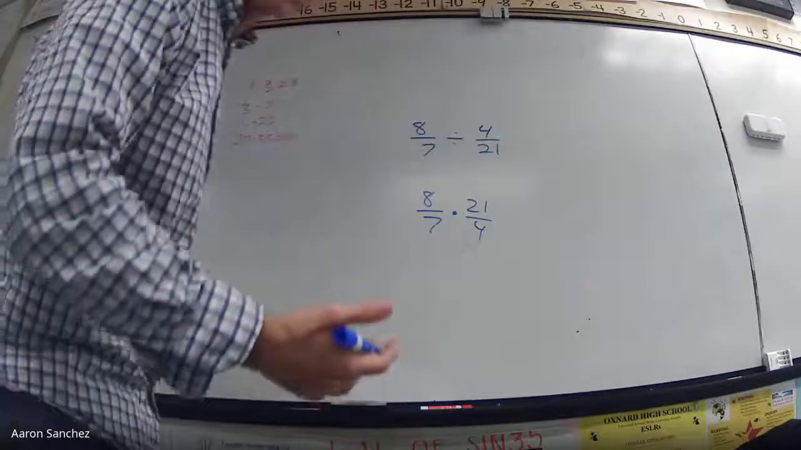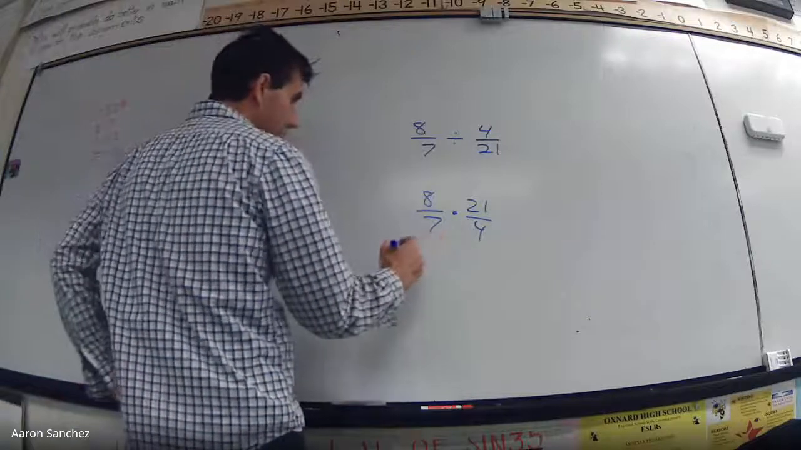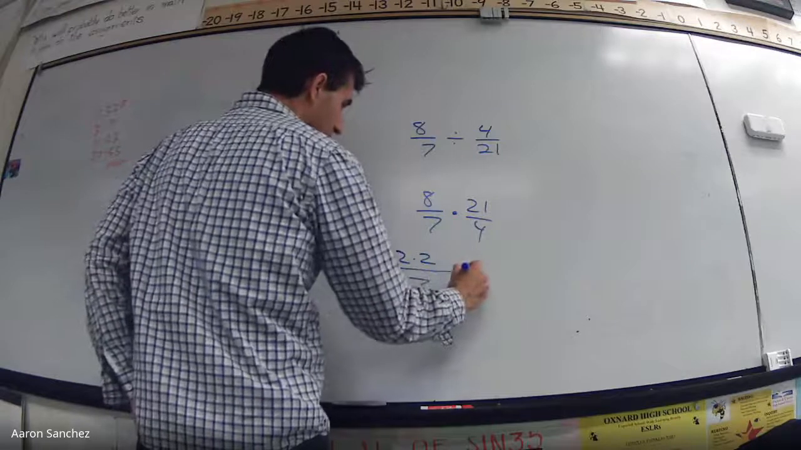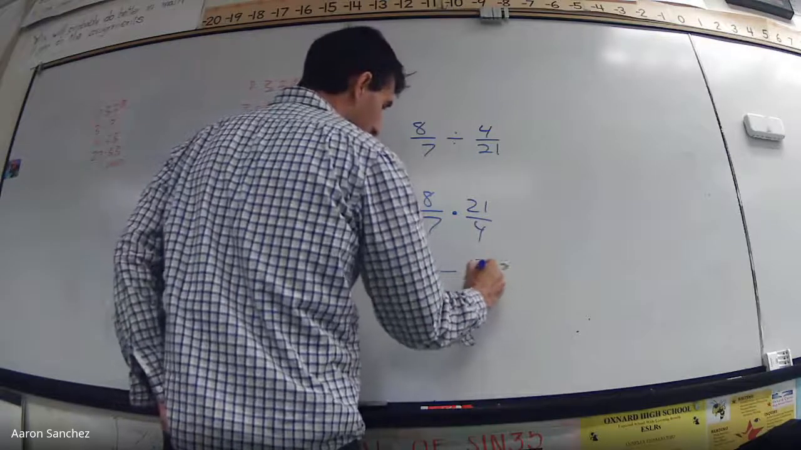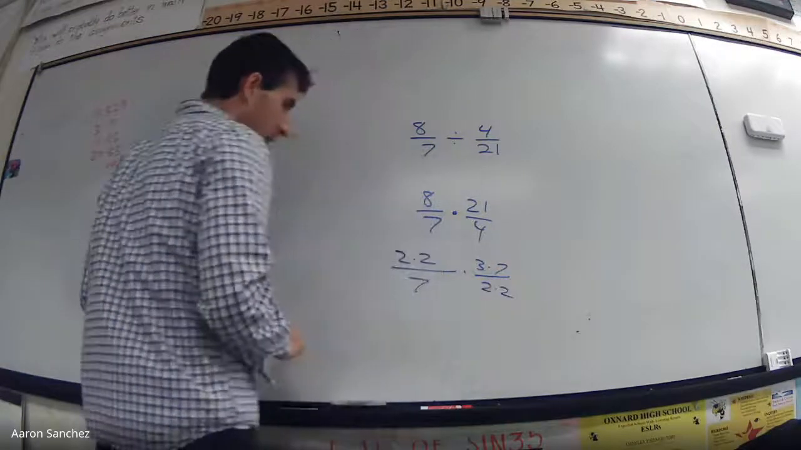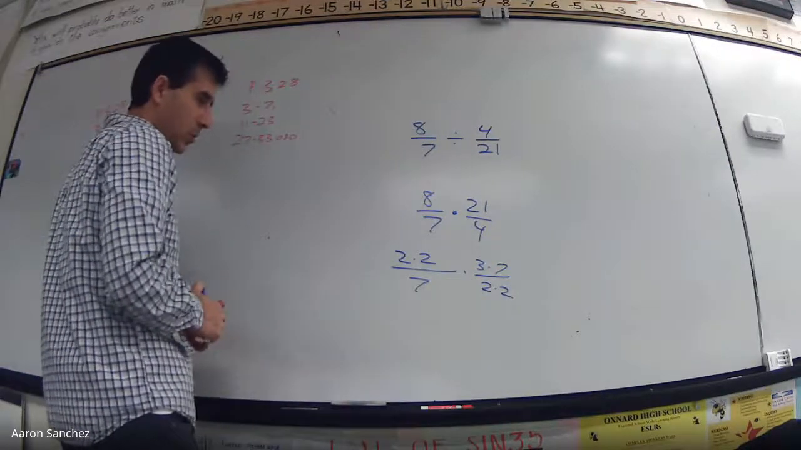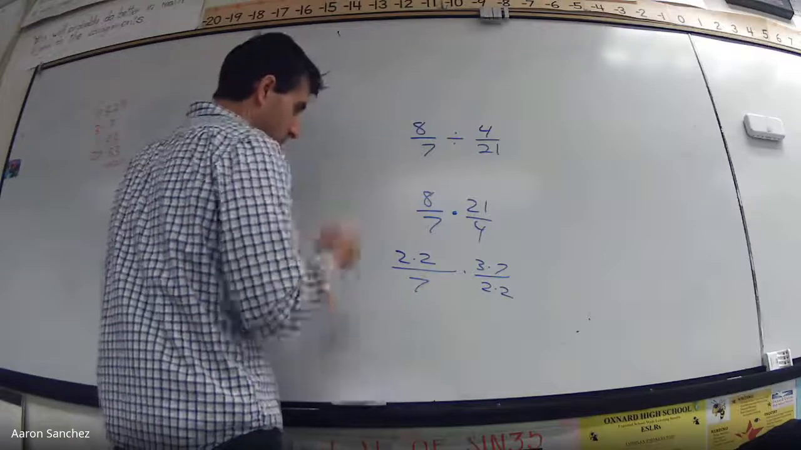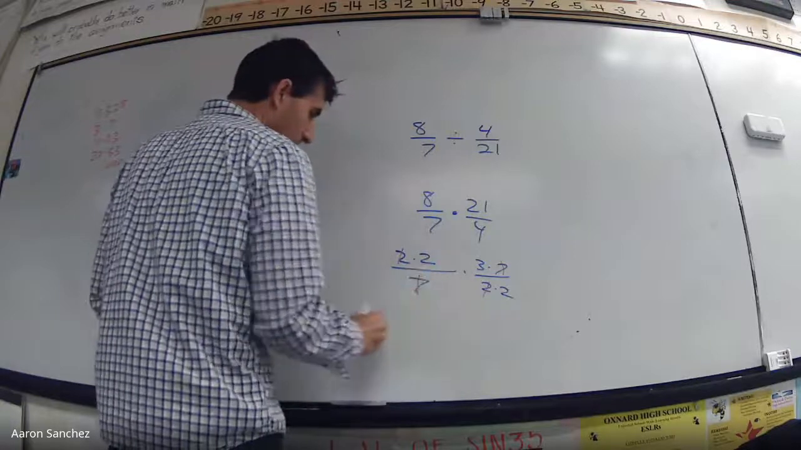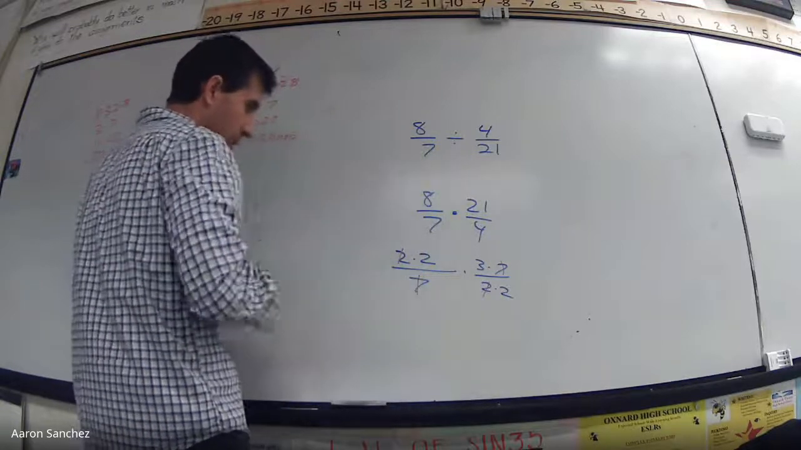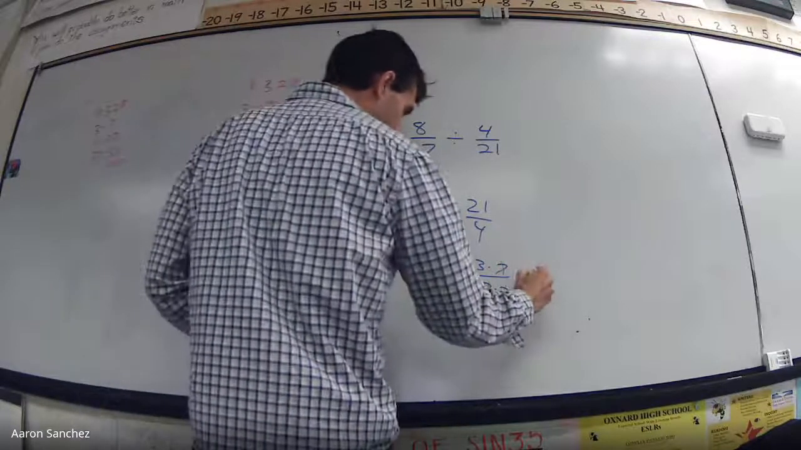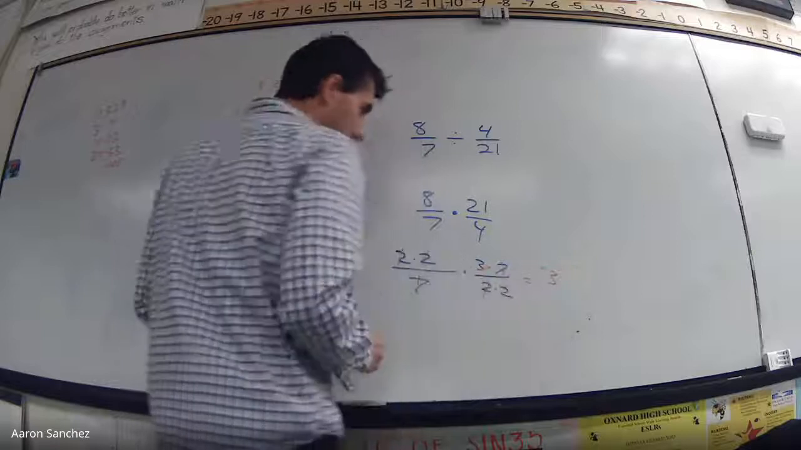Okay, so you just copy, switch, flip, and then you just do multiplication. Anyway, let's factor it out. 8 is 2 times 2. 7 is 7. 21 is 3 times 7. And 4 is 2 times 2, right? And then we can just cross, reduce, cross, and then our final answer is, what do we just have left over? 3.